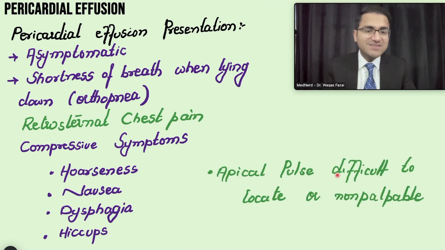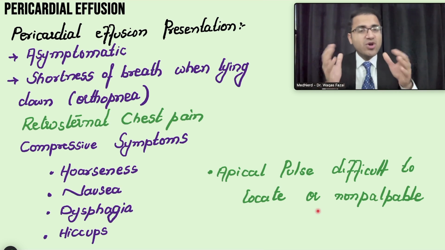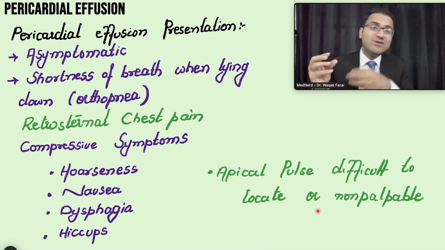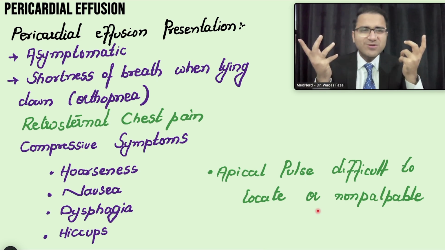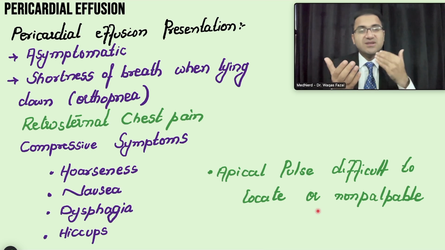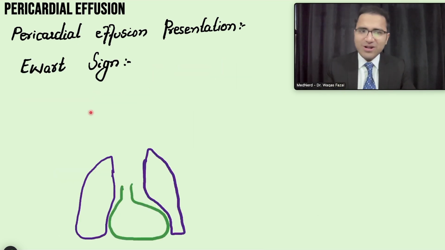Remember, the apical pulse is difficult to locate, or sometimes it's even non-palpable. When you try to locate the apical pulse in these patients, due to a lot of fluid present around the heart, you cannot palpate it, you cannot feel where the apical pulse is. And when you listen to the heart sounds, you won't be able to hear them properly, because there is a lot of fluid around the heart that is dampening the sounds. An important sign that you would see in these patients is Ewart sign.